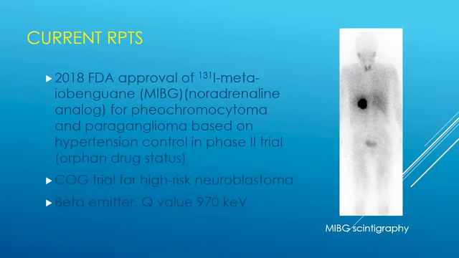All right, another one that's come around more recently is I-131 MIBG for several different diseases: pheochromocytoma and paraganglioma, high-risk neuroblastoma. Again, this is the same Q value as the I-131 on its own, and this is being used for adults, but also for pediatrics.